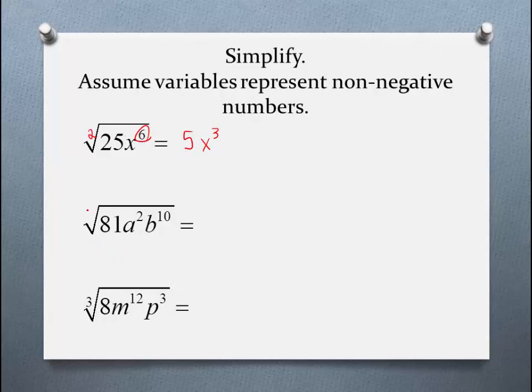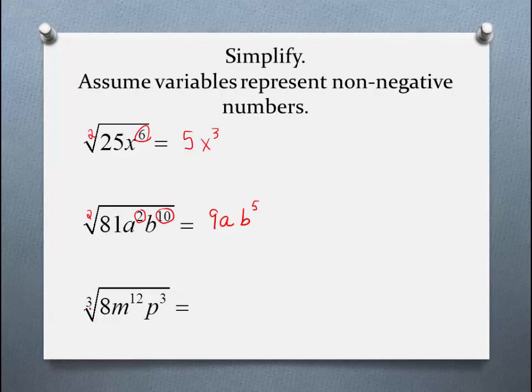In the second example, again, we have a square root, so the square root of 81 is 9, and then for the variables, square root of a squared is just a to the first, and the square root of b to the 10th is b to the 5th. Again, I'm dividing the index into these exponents that are underneath the radical.